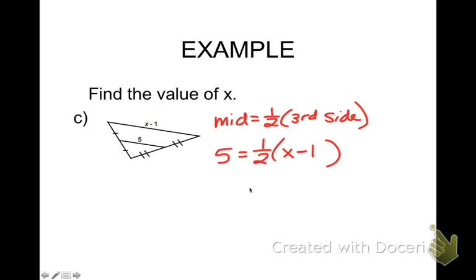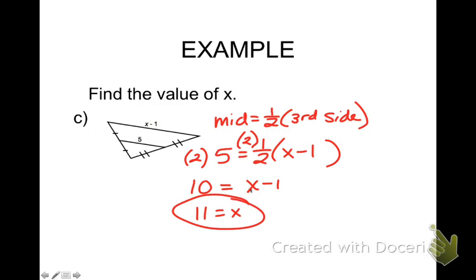Option 1, everybody watch, don't write this. I could distribute that 1/2. Then I would have 1/2 x minus 1/2. Then I'm dealing with fractions. Do I like dealing with fractions? No. So, unless I really love fractions, what can I do to get rid of that 1/2? I can multiply by the reciprocal, which is 2, on both sides. So now I get 10 is equal to 1/2 times 2, which is 1, and distributing 1 does not affect anything. So I get 10 equals x minus 1. Add 1. Adding 1 gets us 11 is equal to x. So x equals 11.